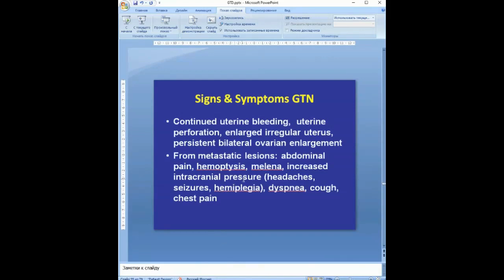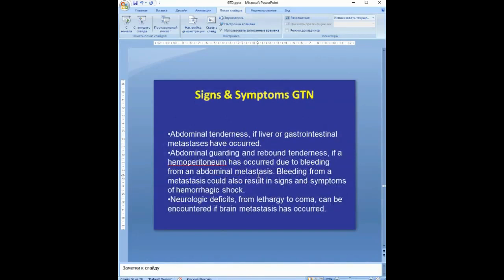Enlarged irregular uterus, persistent bilateral ovarian enlargement from metastatic lesions, abdominal pain, hemoptysis, melena, increased intracranial pressure. Headaches, seizures, hemiplegia, dyspnea, cough, chest pain, according to the location of metastasis. Abdominal tenderness, if liver or gastrointestinal metastasis have occurred.